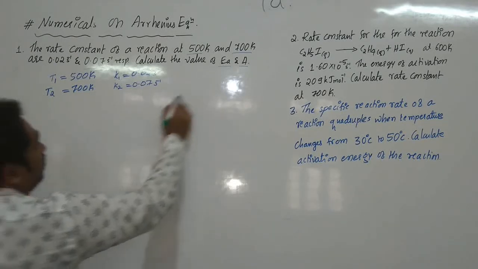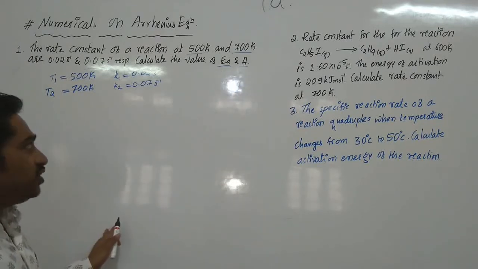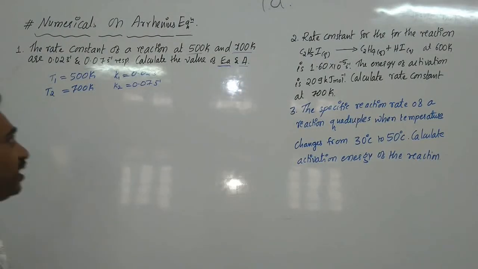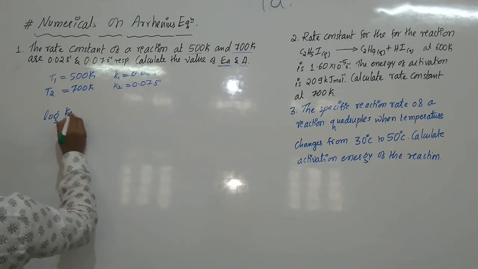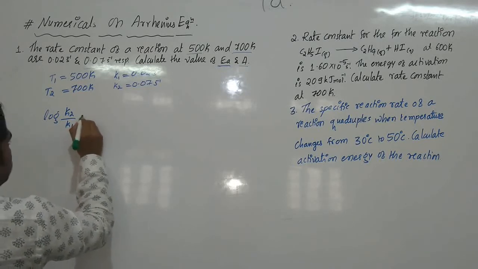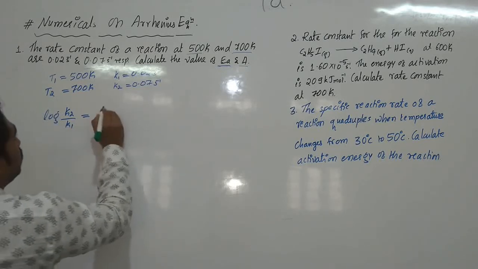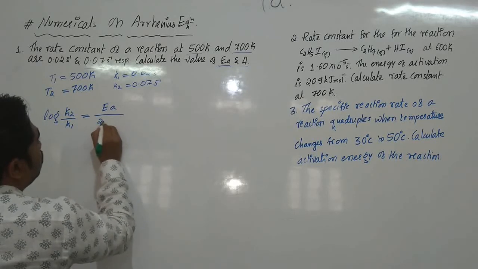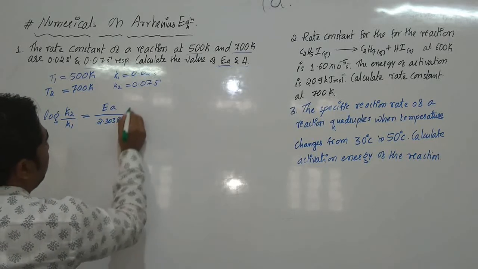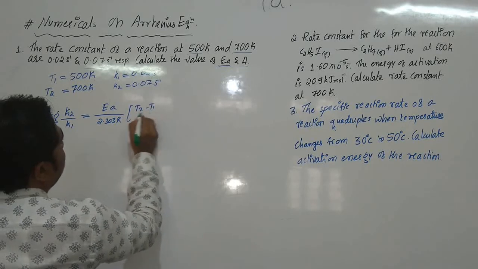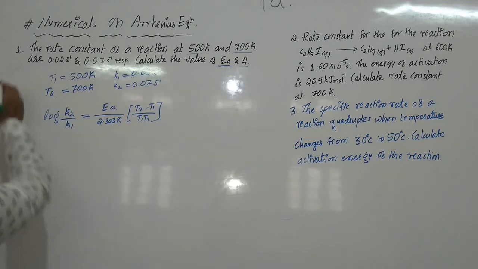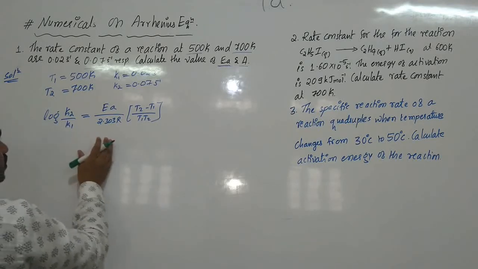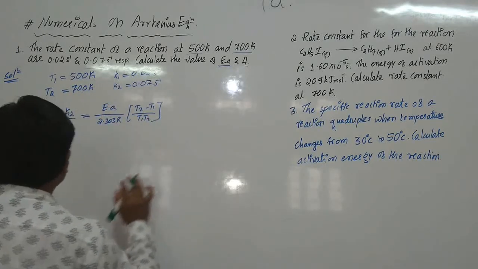So first we will calculate the activation energy. If we know the activation energy, we can calculate the value of A. Okay, let's start with this. What is the formula? Log of K2 by K1 is equal to Ea divided by 2.303 R into (T2 minus T1) divided by (T1 into T2). This is our standard equation. So directly put the values they have given here in this equation, we will get the answer.